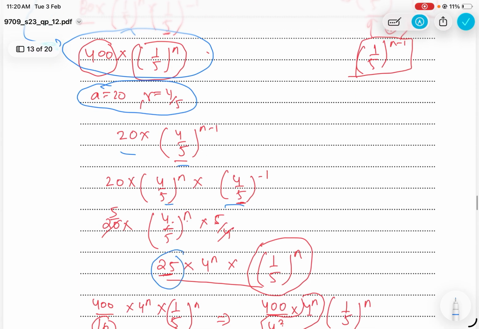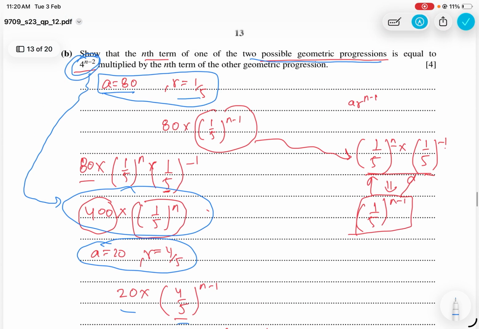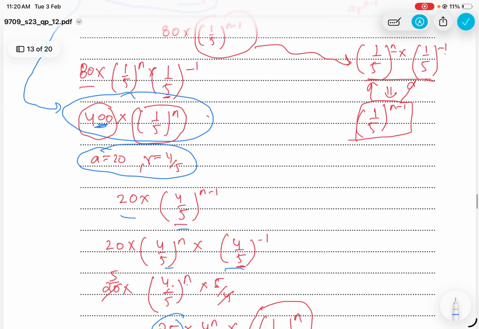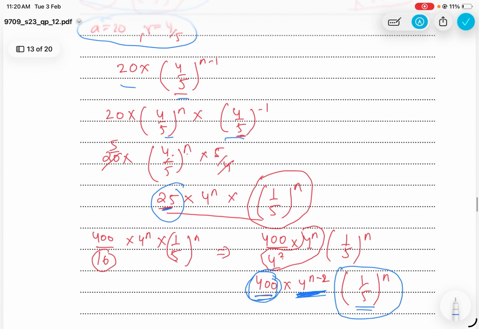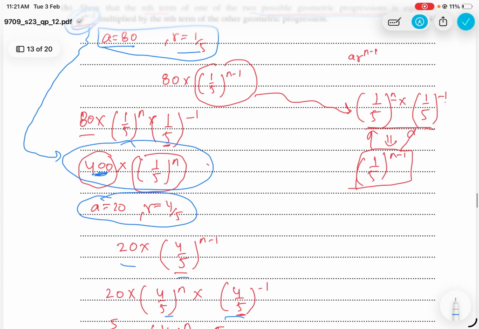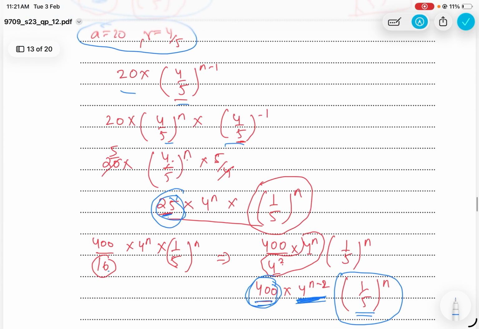We got 25 over here. Now I matched it. So I had 400 here, but I only have 25 here. How can I make 25 into 400? I need 400 over here, right? So can I write 400 upon 16, which is the same as 25? Yes, I divided 400 by different numbers. So we can write 25 as 400 upon 16. Now 16 can be changed to 4 squared. Yes, I got 4 squared over here.